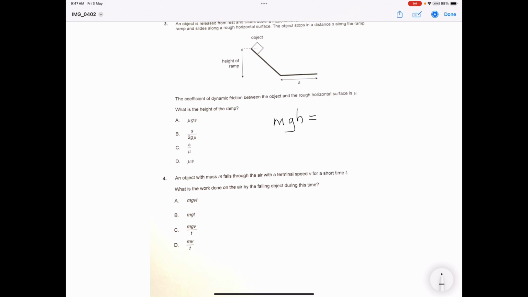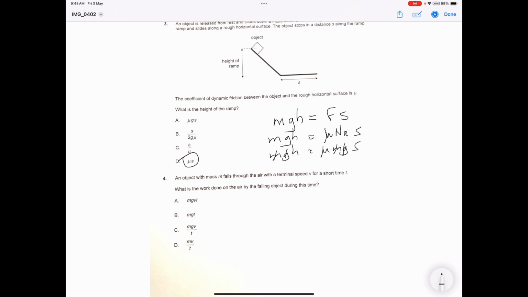So we're going to get work done is force by distance. So the force is equal to mu times normal reaction times S. It's equal to mgh. This of course is mu times mg times S. It's equal to mgh. So lots of cancellation here. So h is equal to mu times S.